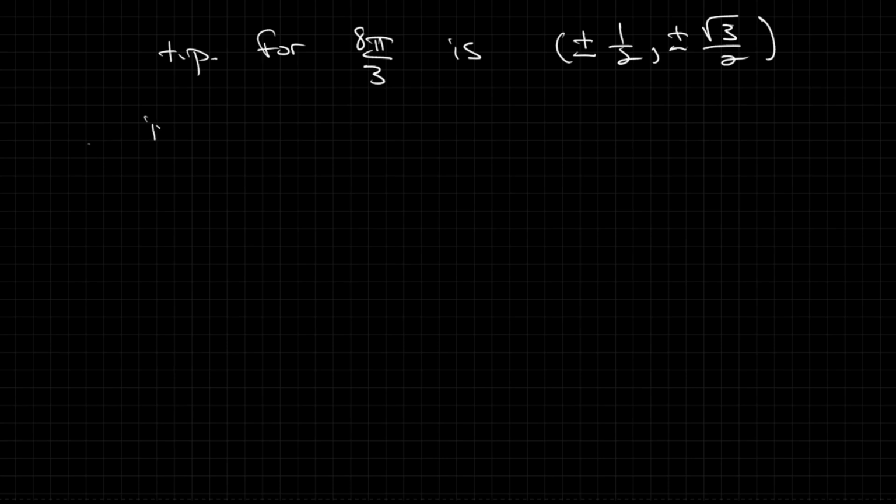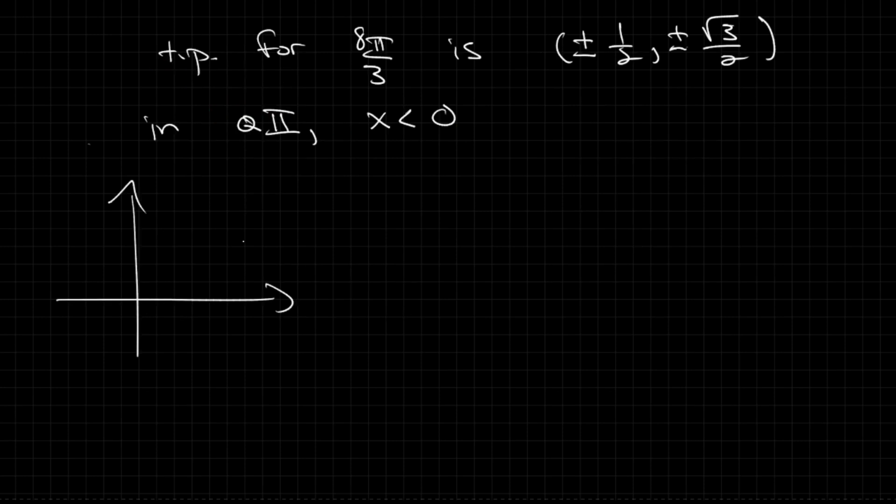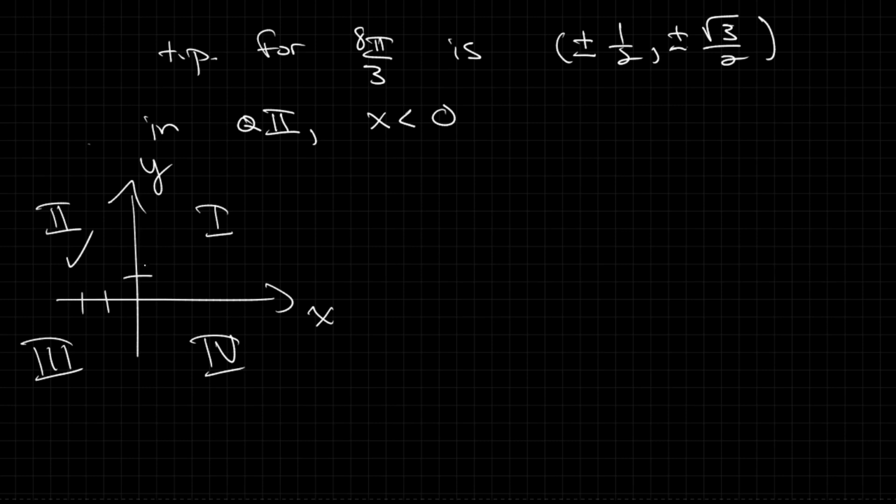Now we're in quadrant 2, so that means that the x values are negative. You don't have to memorize this, you just have to be able to look at, let's draw a picture here. Quadrant 1, 2, 3, 4. And in quadrant 2 over here, the x-coordinates are negative and the y-coordinates are positive. So x is less than 0, so pick negative here, and then the y-coordinates are positive, so we'll pick y bigger than 0. And so our terminal point for 8 pi over 3 is negative 1/2, comma, root 3 over 2.